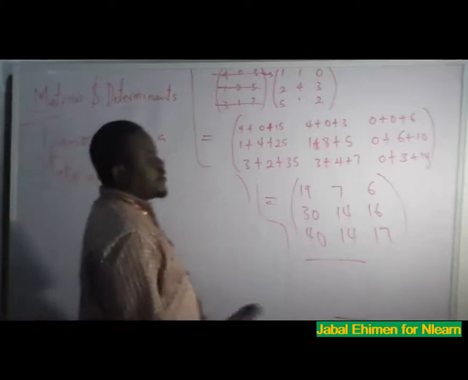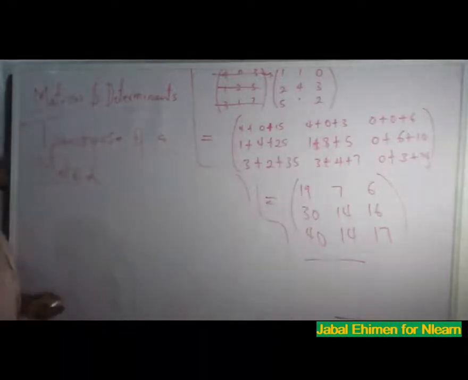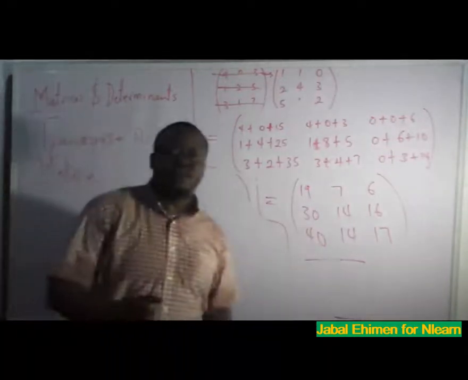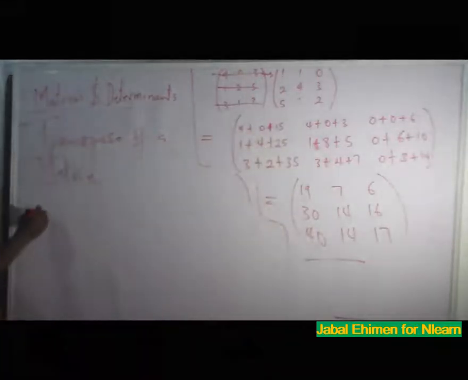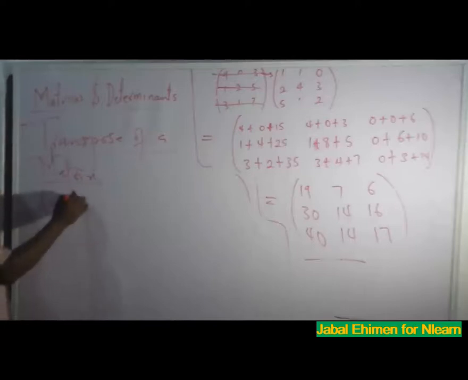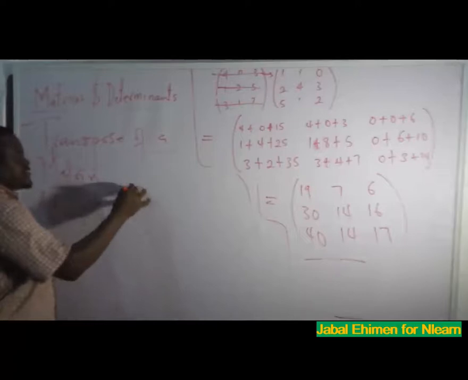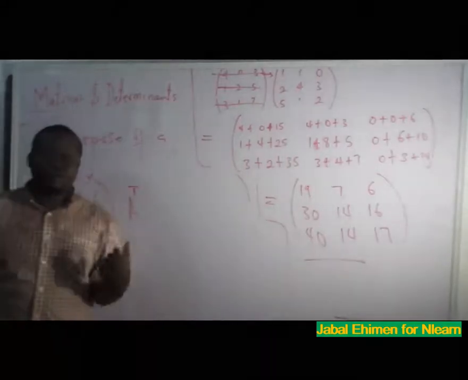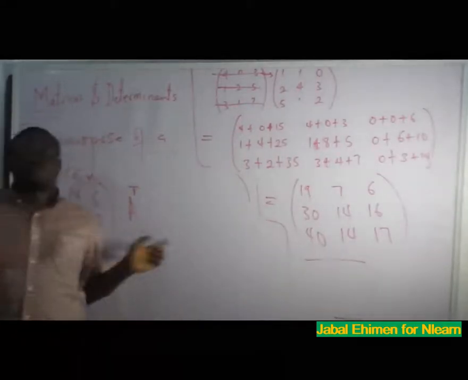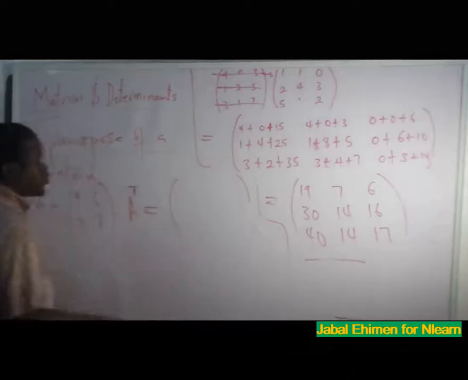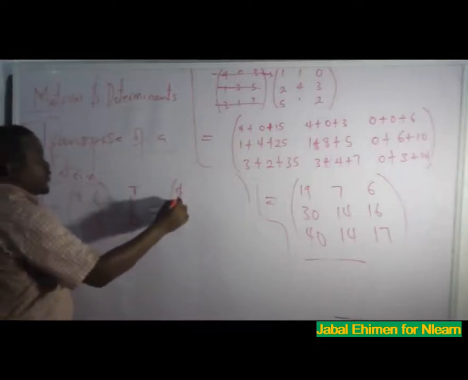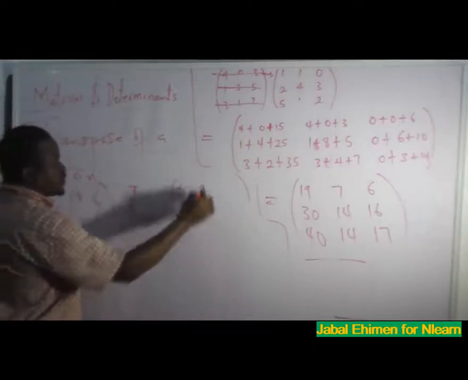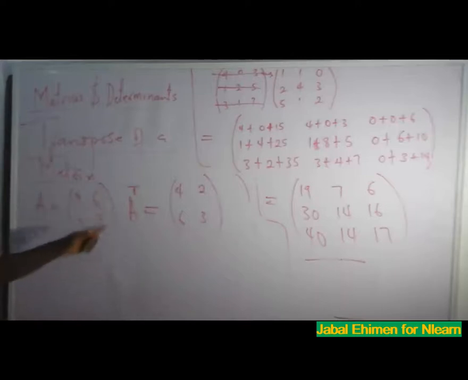So we want to learn how to transpose a matrix. What is transposing a matrix? Transposing a matrix is all about making the row become the column or the column become the row. That's just what it means. So if I have A equals 4, 2, 6, 3, then A transpose, the T at the top is the symbol for transpose, now becomes changing the row to become column. So it becomes 4, 6, 2, 3. What has happened? The row has now become the column.